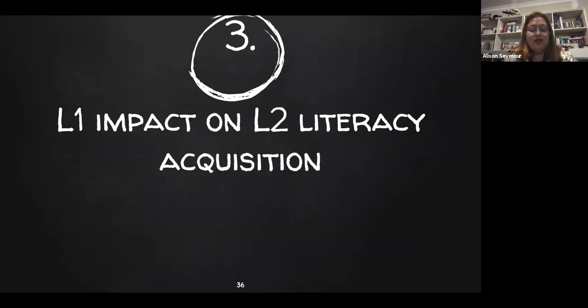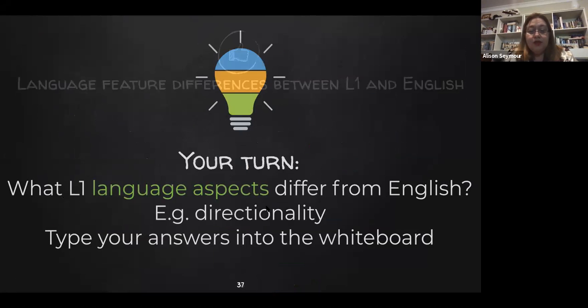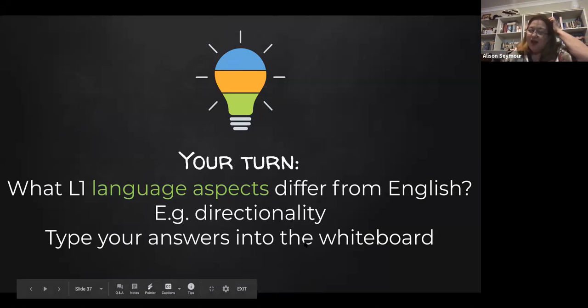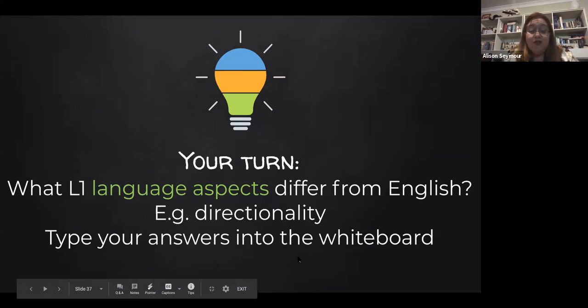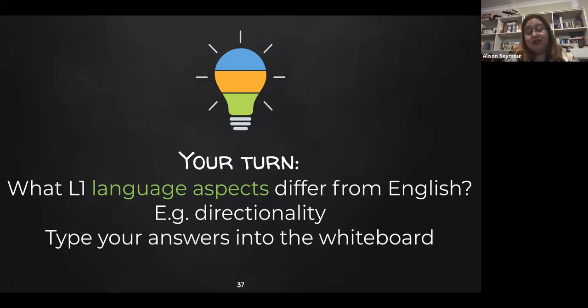Okay. So thinking about the aspects that have an impact on the acquisition of literacy, and we'll say literacy in English, what language aspects do differ? We've looked at things like directionality. I think we probably won't open it up to the whiteboard because we're starting to run out of time. But maybe if you can just give some answers that you might have. So we've talked about directionality, left to right, right to left. What other aspects of the scripts are different?